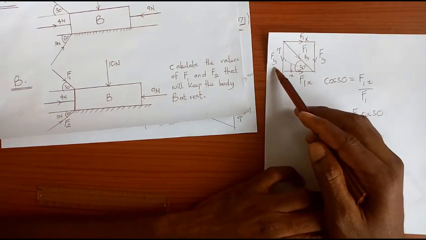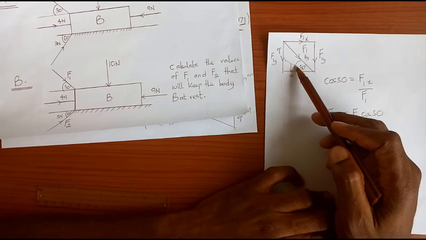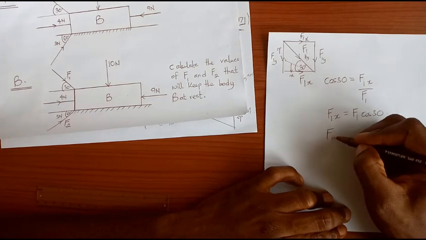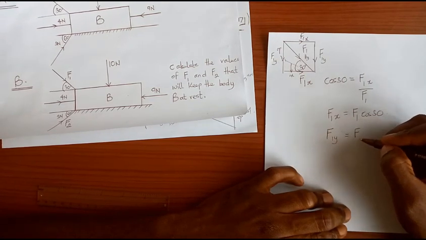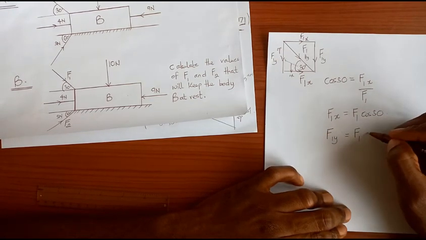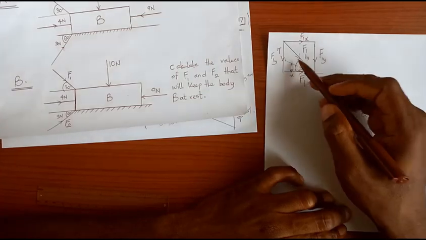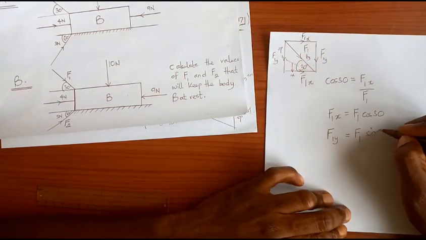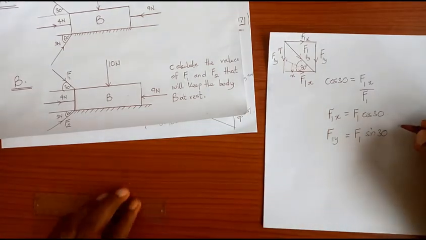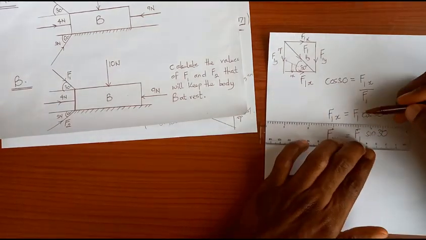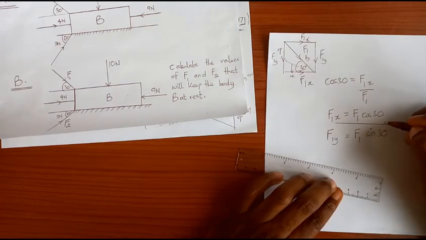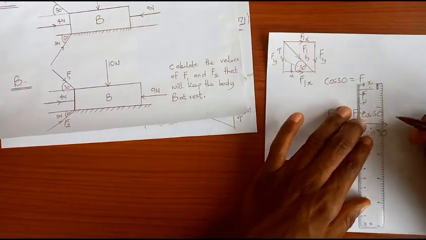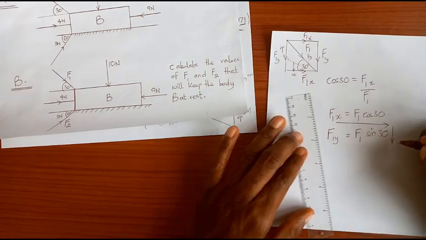If you do the same thing for this y, you would have opposite and hypotenuse, which would give you F1y equals F1 sine, since sine is opposite over hypotenuse. So you get F1 sine 30. Remember, take into consideration their direction. This is going here, so it will be this way. This is coming down, so I put it this way.